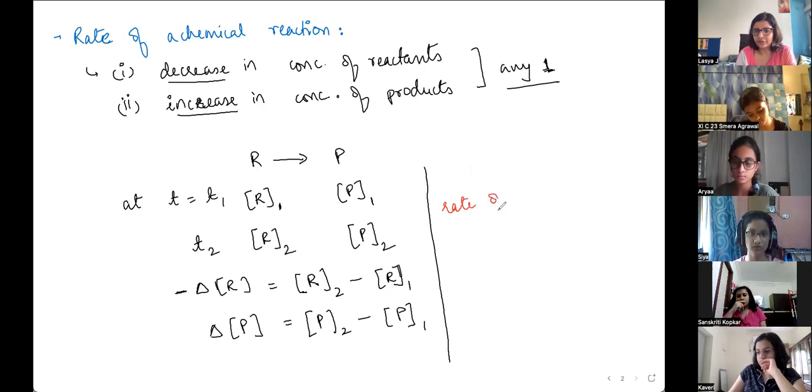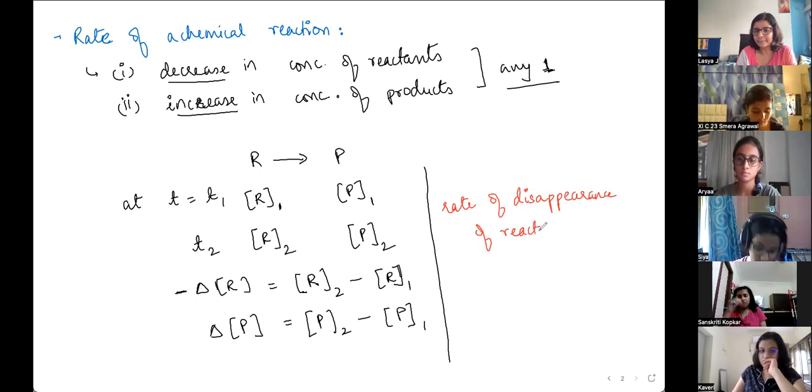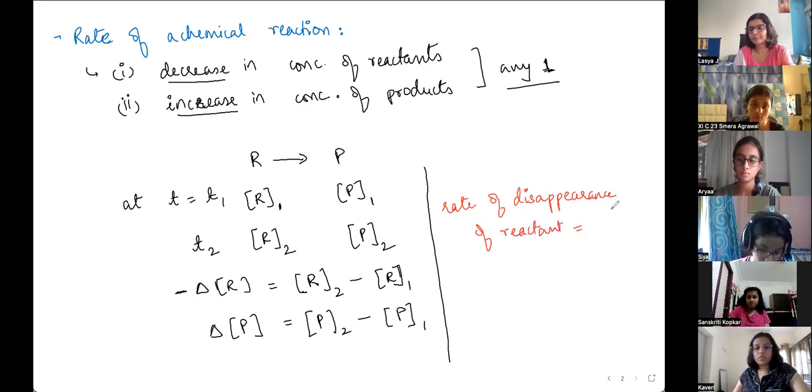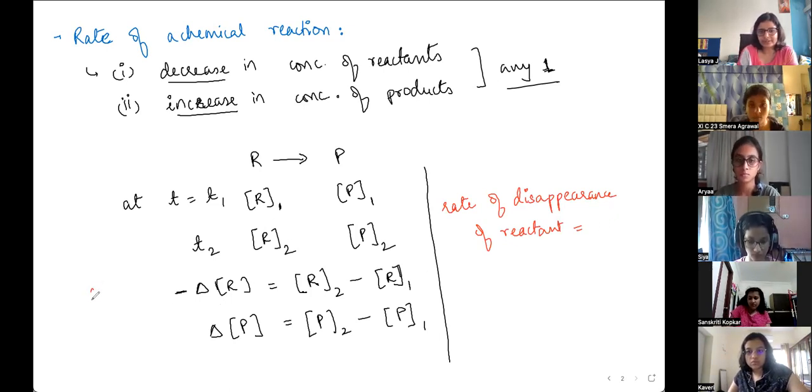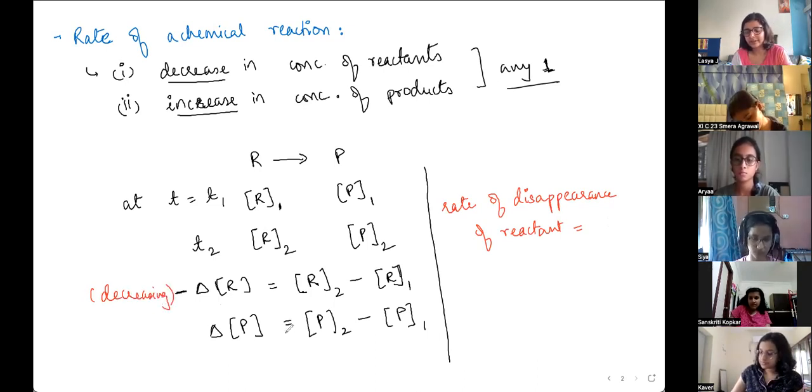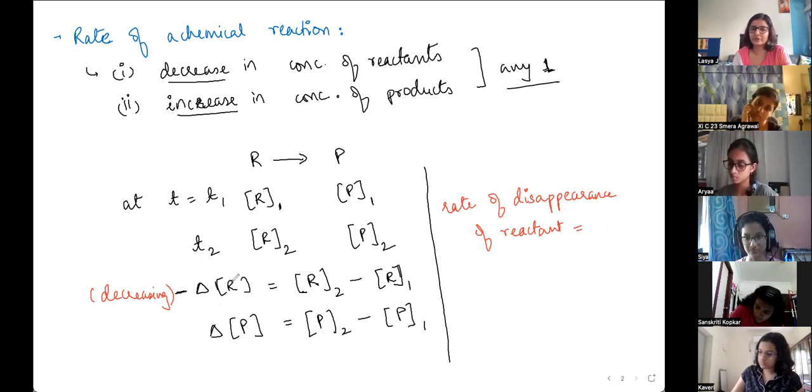Okay. So now, in order to calculate the rate of a reaction, the rate of decrease, how quickly the reactant is disappearing. So the rate of disappearance of reactants will be equal to minus delta R. Why the minus sign before delta R? Because it's decreasing. We are calculating how much change happened. If you do final minus initial, as the reaction goes on, R2 will be less than R1. So you represent the rate in terms of minus.